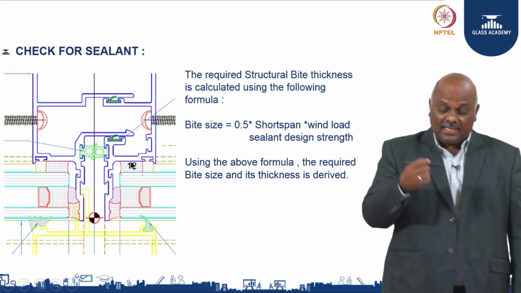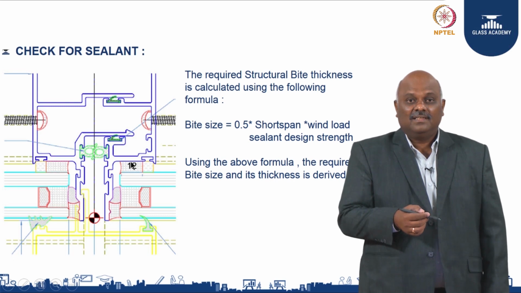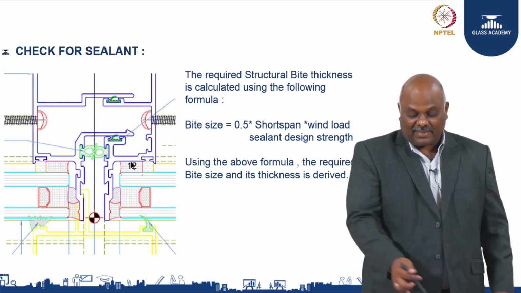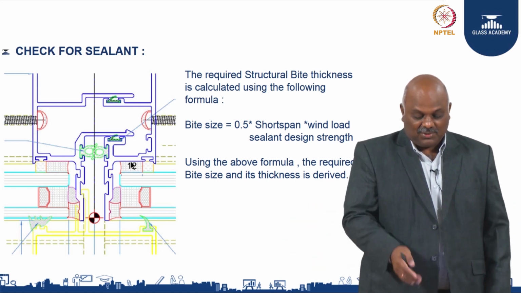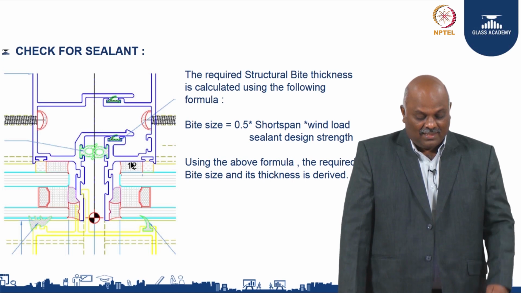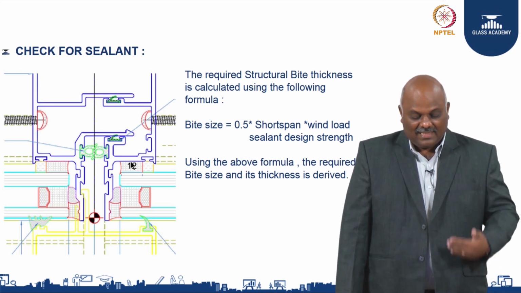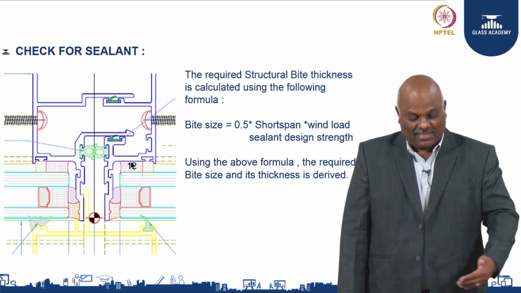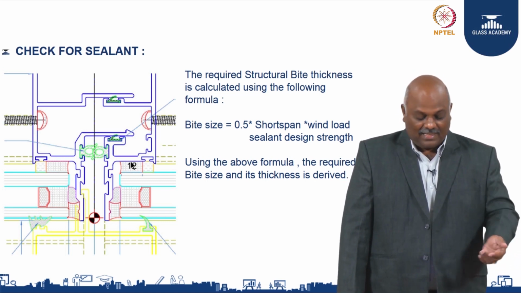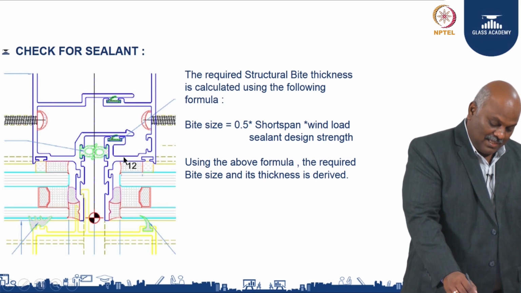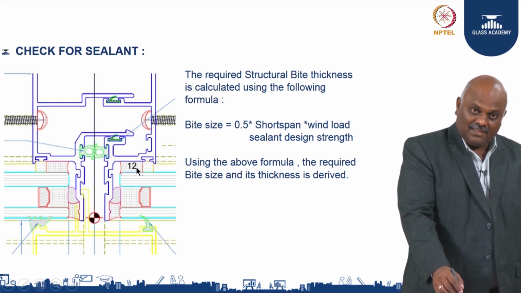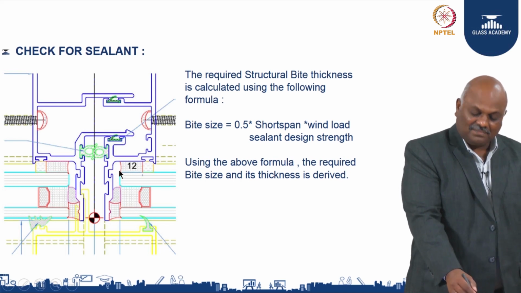So, you calculate the size of the structural sealant with a formula: 0.5 times the short span, which is your width, times the wind load, divided by the sealant design strength. So, the bite size you calculate based on the engineers' calculation and the recommendation by the sealant supplier, then you design this mullion. For example, if I need 15 millimeter as per the code, then this mullion design will be governed by this.